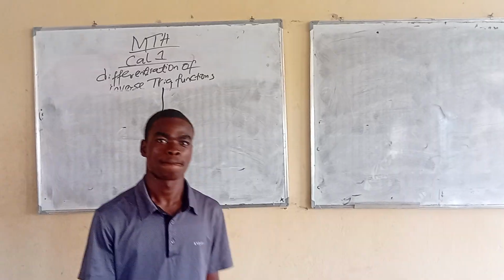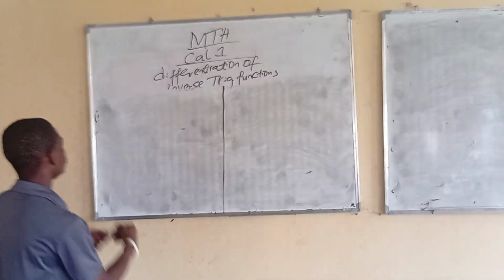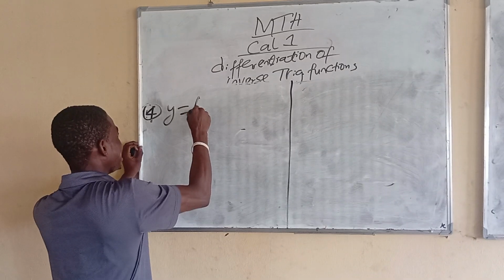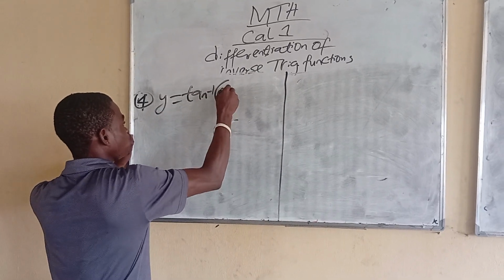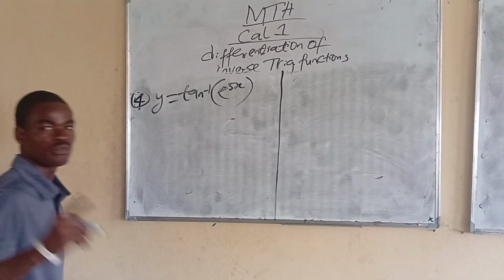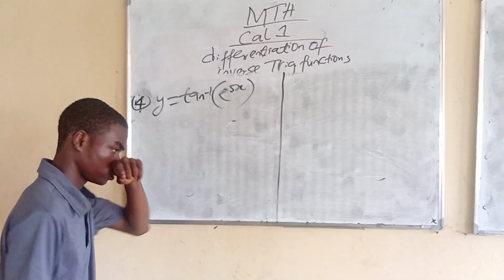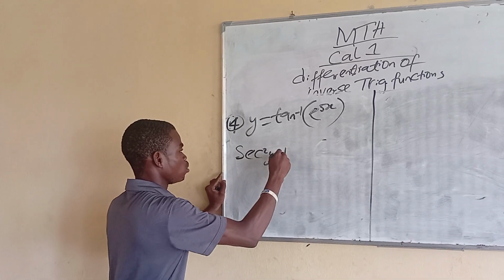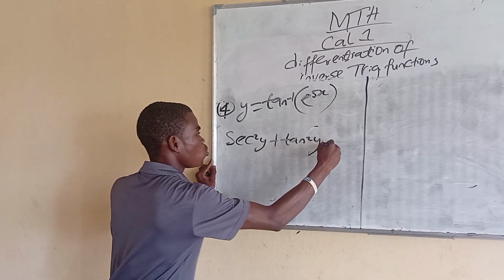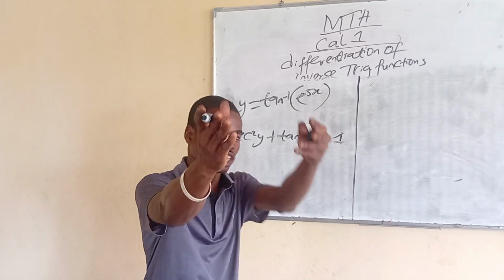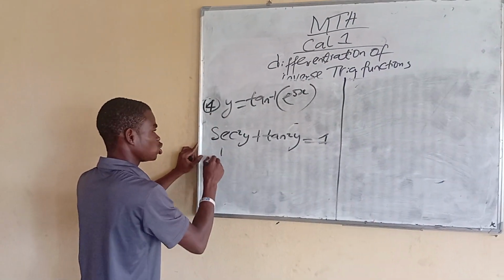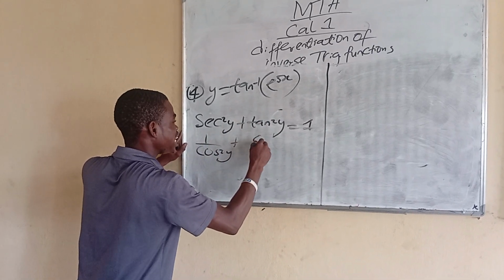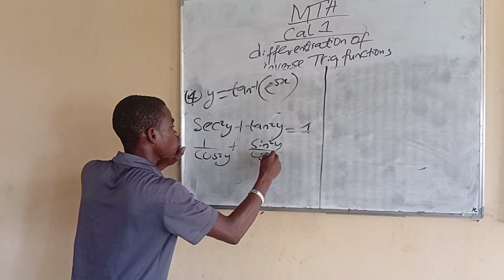Let's get to the next question. Let's solve the fourth question. Question 4. y equals tan inverse of exponential 5x. But first, let's derive something. Sec squared y plus tan squared y equals what? We don't know. Let's find out. Sec squared y is just 1 over cos squared y, right? Plus tan squared y is sin squared y divided by cos squared y, right?